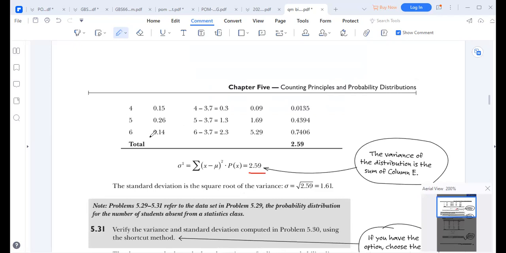And until we reach the final answer, 6 minus 3.7, we get 2.3. 2.3 squared, we get 5.29. We multiply it by the probability, we get 0.7906. The total is what we call our variance. So variance, when we square root it, we call it the standard deviation.